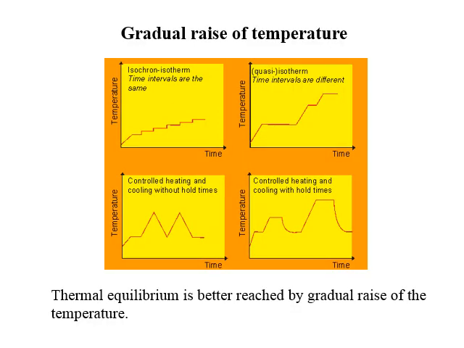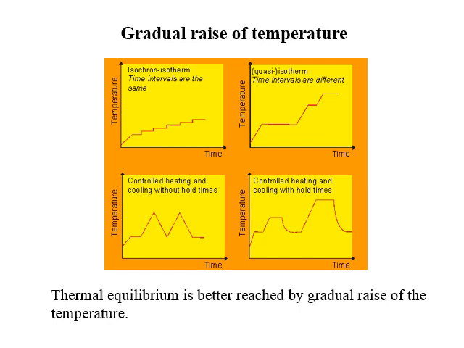This is what I just said. Thermal equilibrium is better reached by a gradual raise of the temperature. And then here's just an example of a gradual raise with different types of step programs. So in the top left is an example of an isochronal isothermal thermal analysis. So the time intervals are fixed and you hold it at some fixed temp for a fixed time.